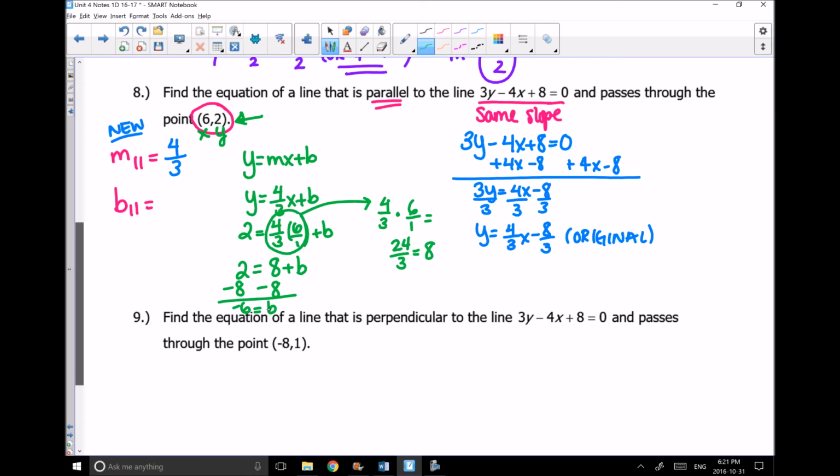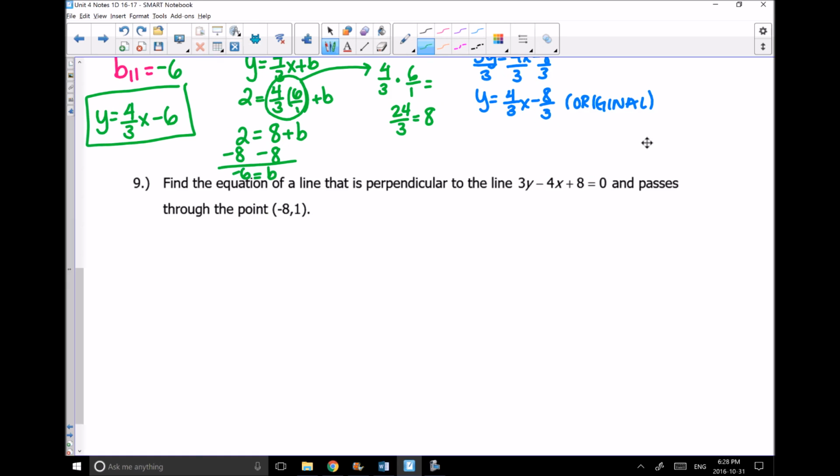So this is going to be the y-intercept of my parallel line. Right here, this is going to be negative 6. So then we say that our equation is y equals 4/3 x minus 6, and that's my answer.